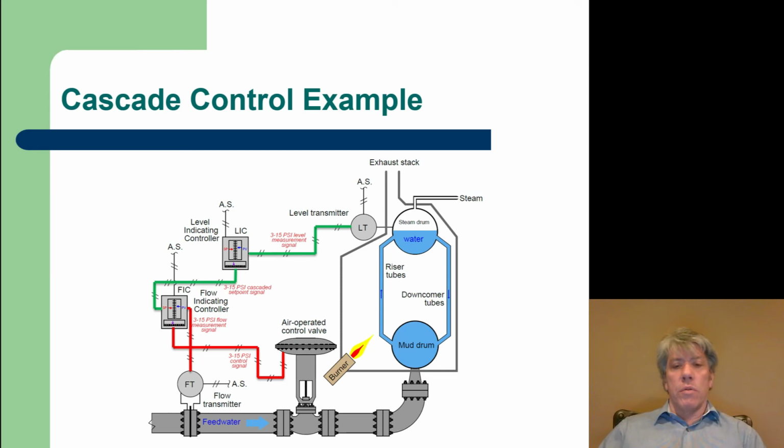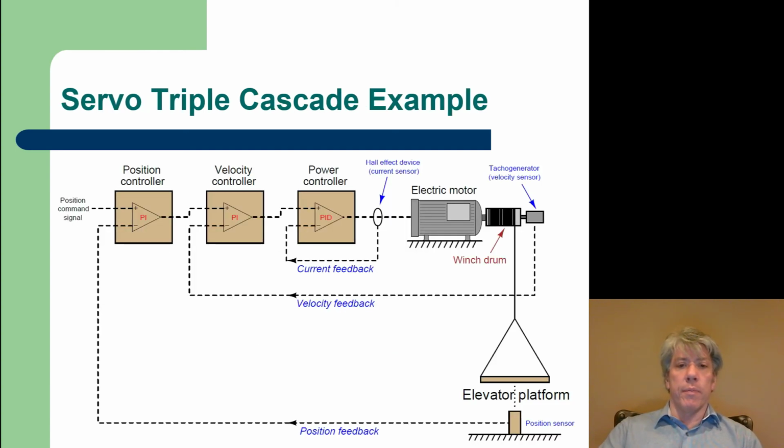Now notice one other thing here. The air operated control valve, these things are notoriously non-linear. So another thing that the flow indicating controller can do is actually shield the level indicating controller from the nonlinearity of the inner loop, which can be a big advantage also and make it easier to control. Another example of cascade control is actually a triple cascade.